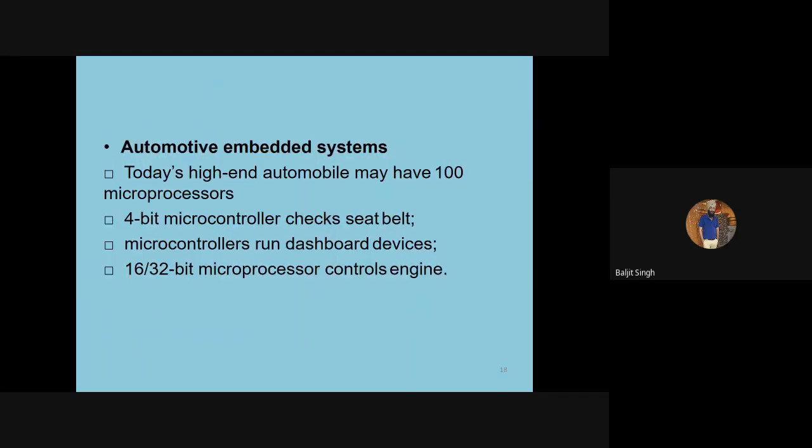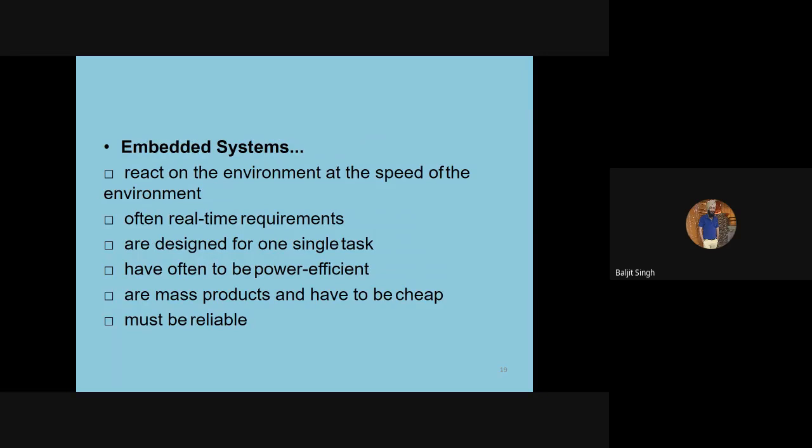Okay, so automotive embedded systems: today's high-end automobile may have 100 microprocessors. Four-bit microcontrollers check the seat belt. Microcontrollers run dashboard devices. 16 or 32-bit microcontrollers control the engines. Then embedded systems.